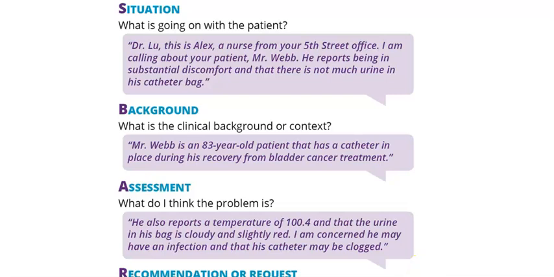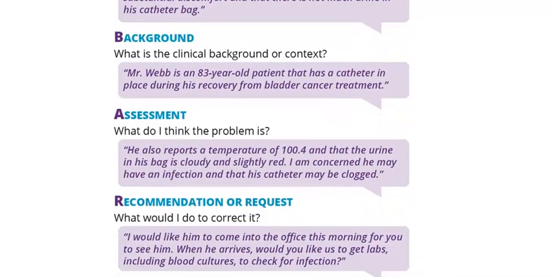So let's move this down. Recommendation or request. What would I do to correct it? I would like him to come into the office this morning for you to see him. When he arrives, would you like us to get labs, including blood cultures, and check for infection?